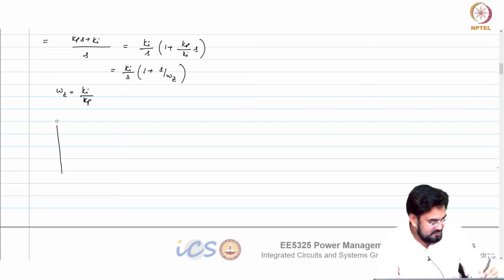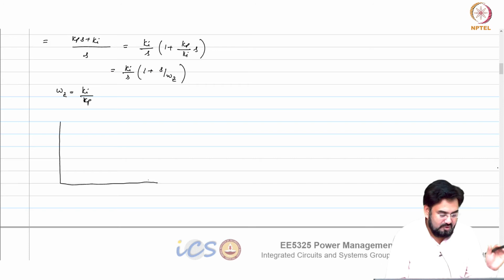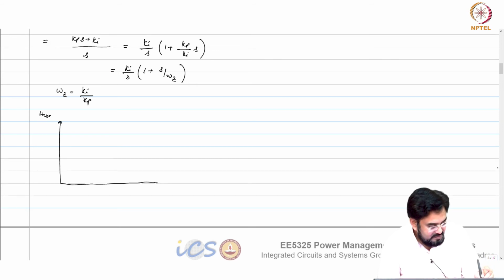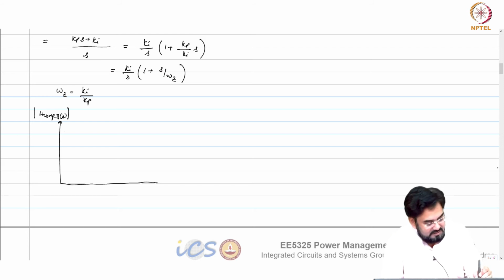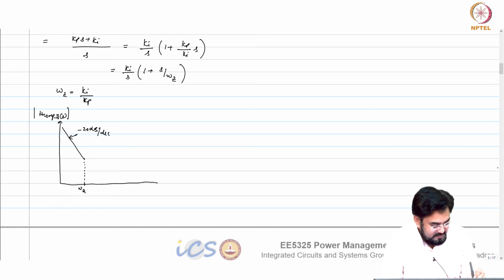So, if I need to do the Bode plot, not the loop gain but just of the compensator, H COM, the magnitude, how will it look like? Straight line and then flat. Okay. So if, let's say, this is omega z, what would happen? Flat. Your integrator will get cancelled out.